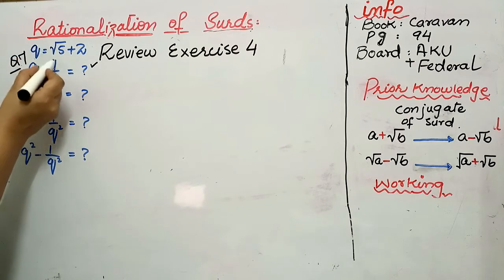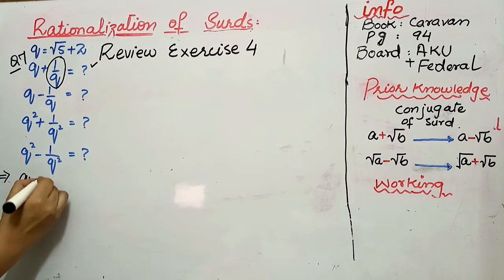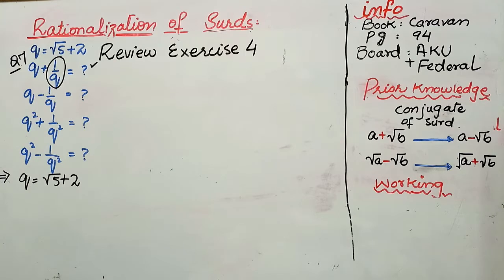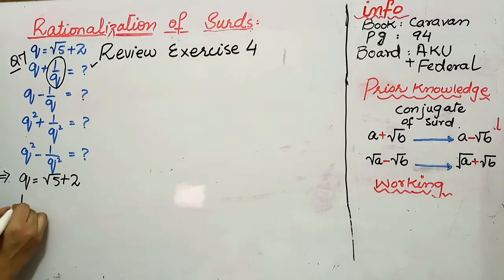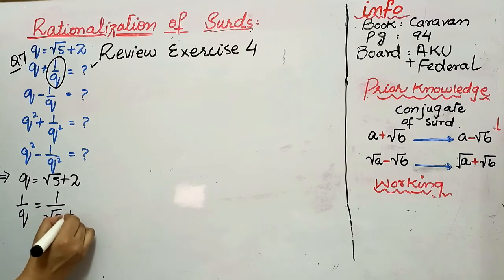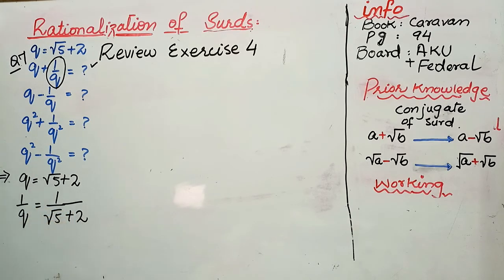So Q is given, but 1 upon Q we need to find. If Q is equal to under root 5 plus 2, then 1 upon Q will be 1 upon under root 5 plus 2. So by the rationalization process, we have to resolve this denominator into a rational number, eliminate the radical sign from the denominator. So we need to do the process of rationalization. What is the process of rationalization?